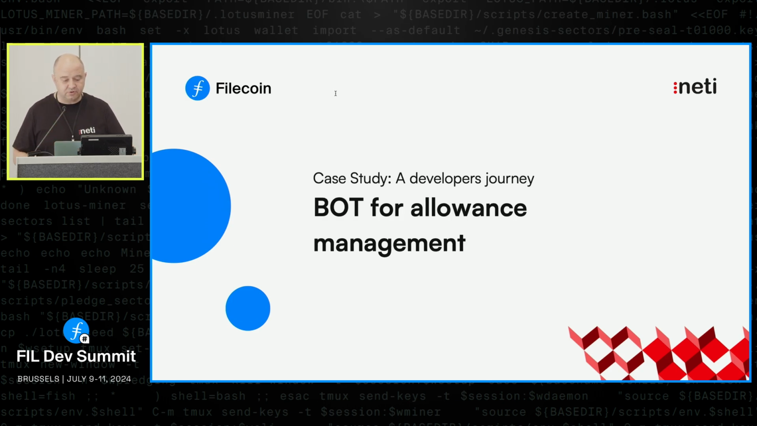Another task is a bot for allowance management. It creates a proposal to revoke granted data cap. If during some period the space wasn't used, it automatically creates a proposal to revoke the remaining data cap. It doesn't revoke it. It just starts the process to make the ecosystem aware that something wrong is starting to go on.